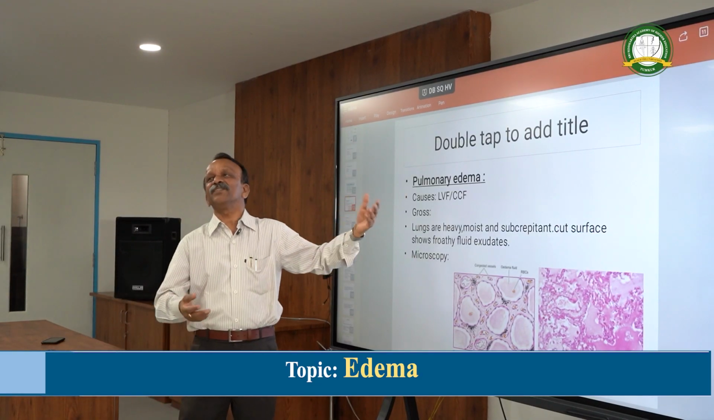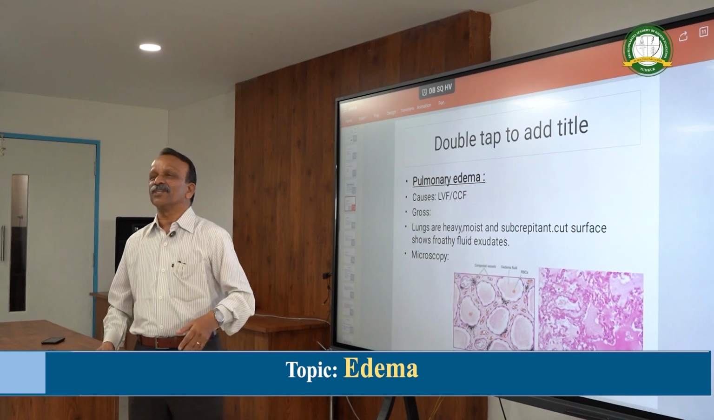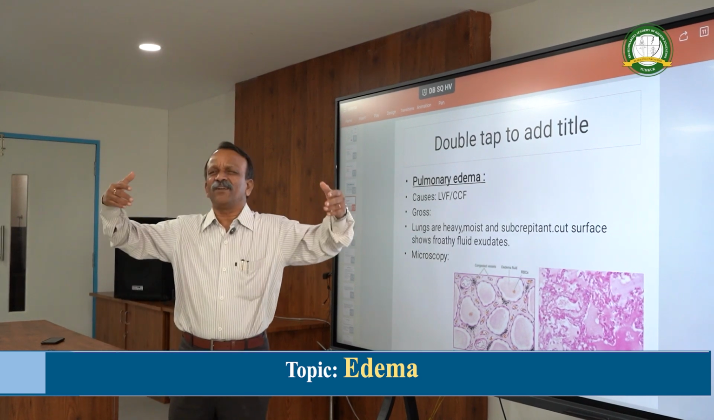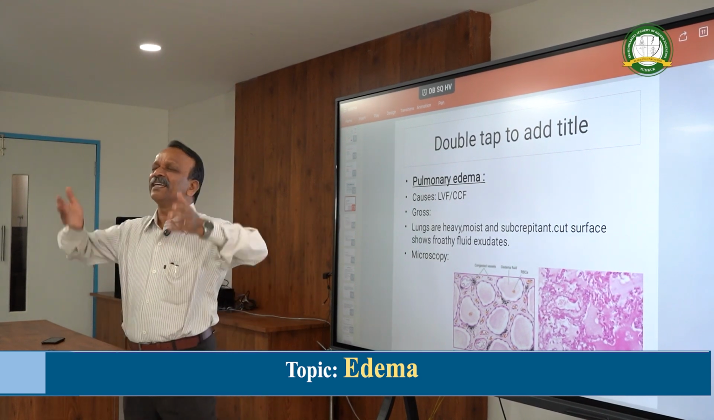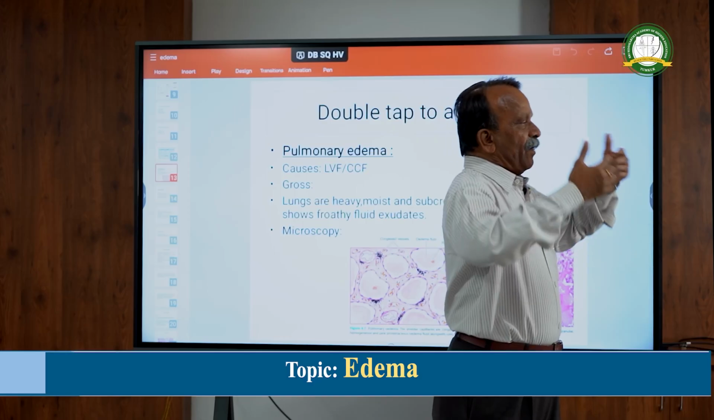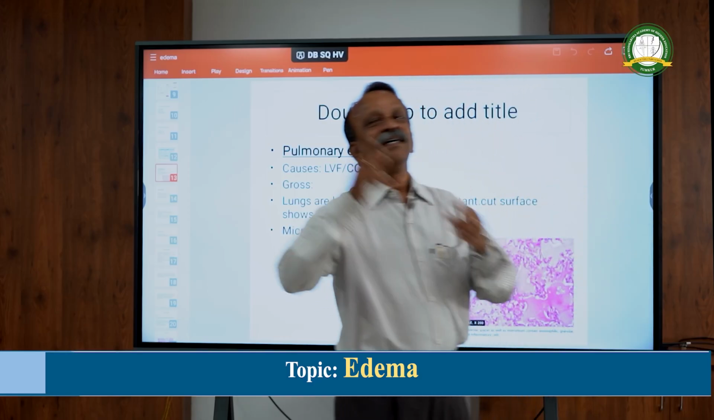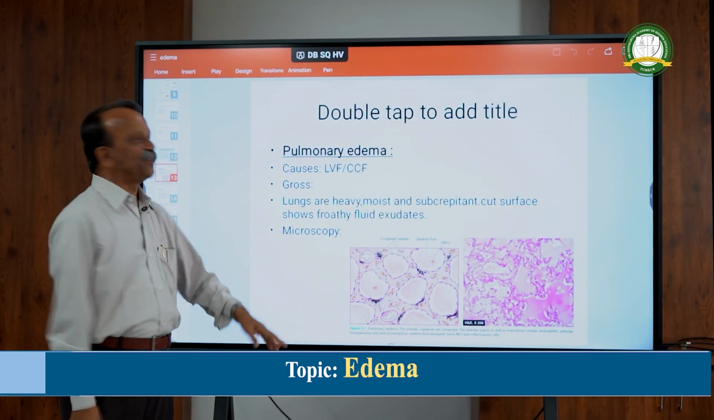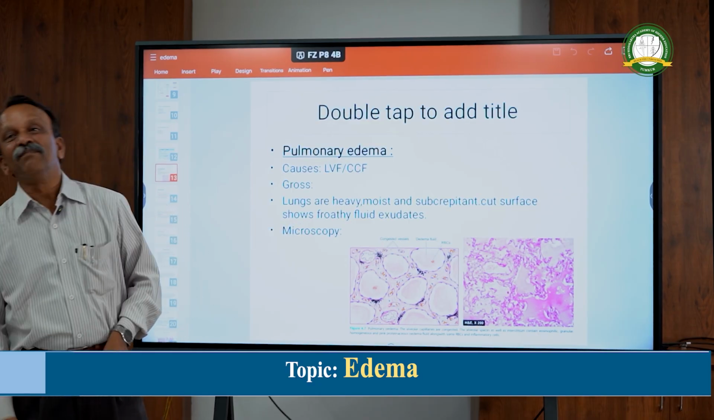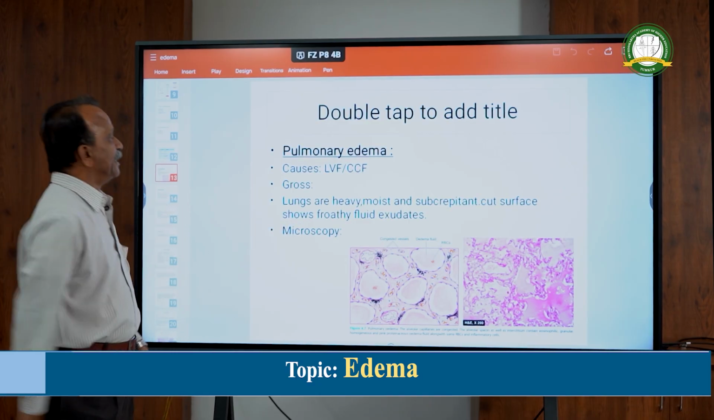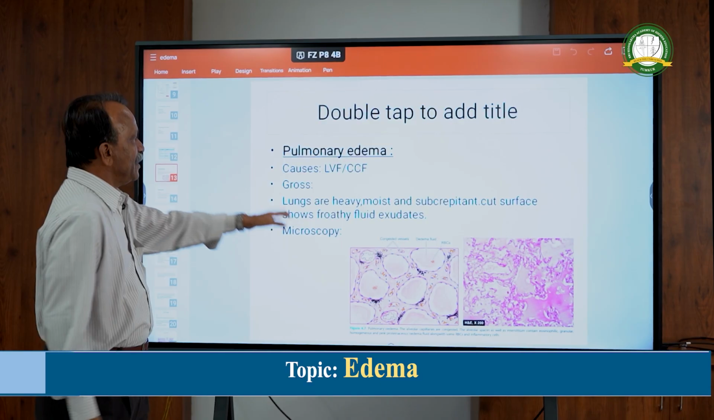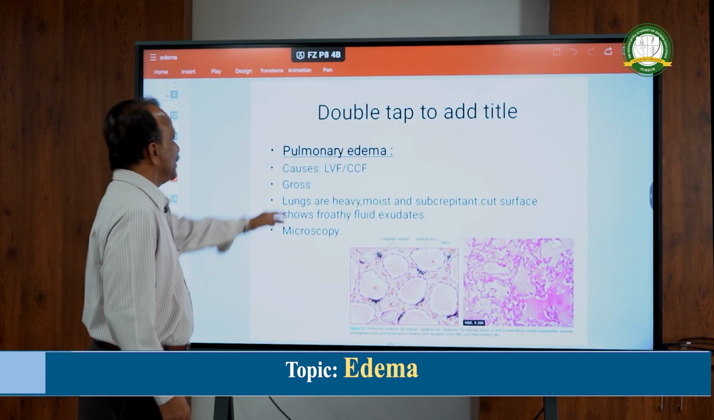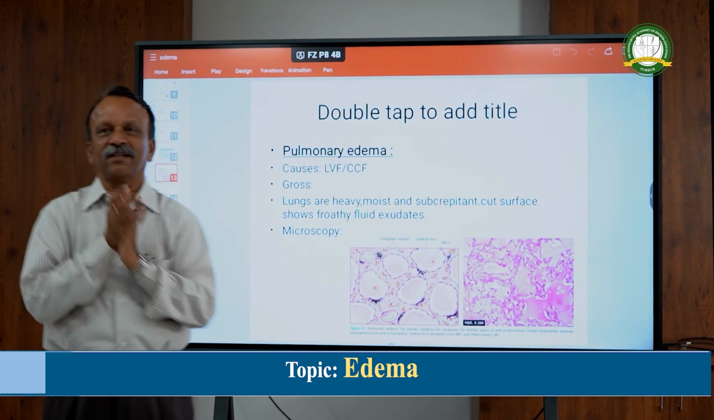What are the clinical consequences of this edema of the lung tissue? Suddenly the patient, early morning while sleeping, suddenly gets up and goes near the window, and will take respiration. That is the clinical typical feature that we see in case of pulmonary edema. Then coming to the microscopy, and before microscopy, the gross pathology.